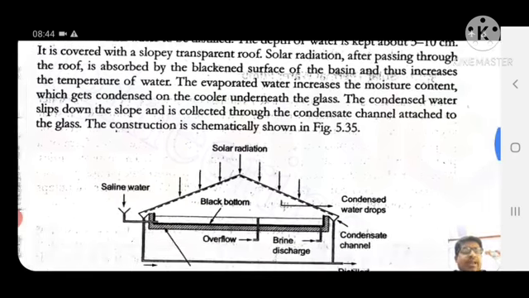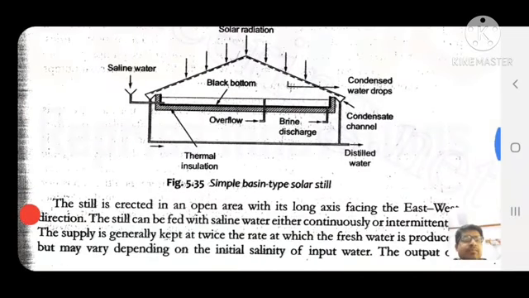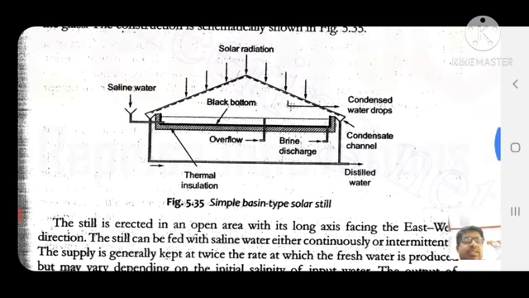This is the diagram. Actually, simple basin type solar still: saline water, solar radiation, condensed water drops, black bottom, condensate channel, and distilled water. Okay, this is the simple basin type solar still, and saline water goes like that.